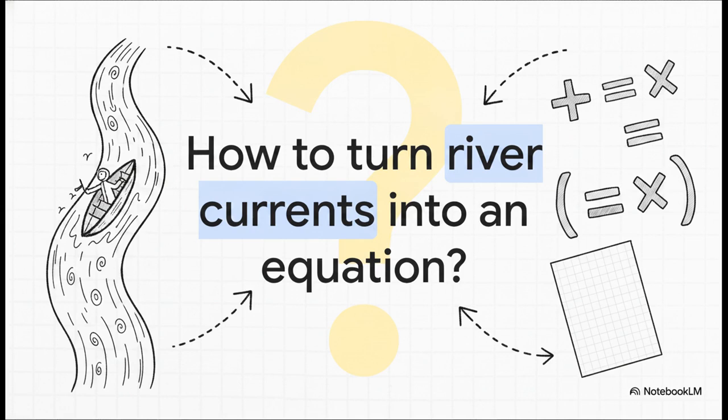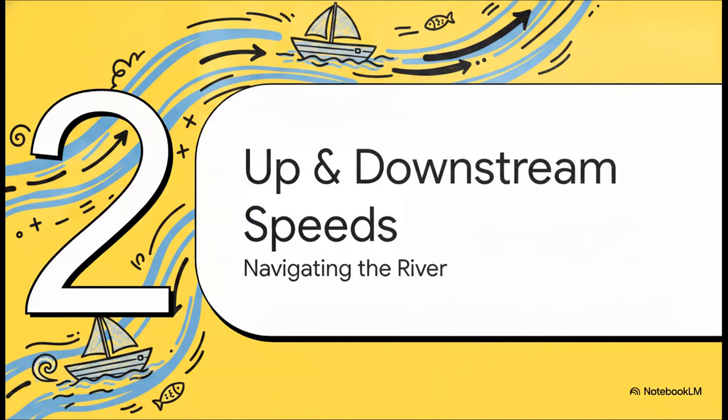So let me ask you a question to get our minds working. How do we turn a flowing river's current into an algebra equation? Think about it. How do we take a physical, powerful force of nature and capture it perfectly on a piece of paper? Section 2. Upstream and downstream speeds.